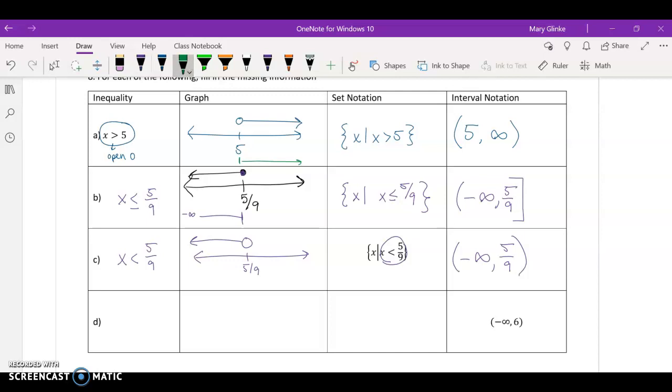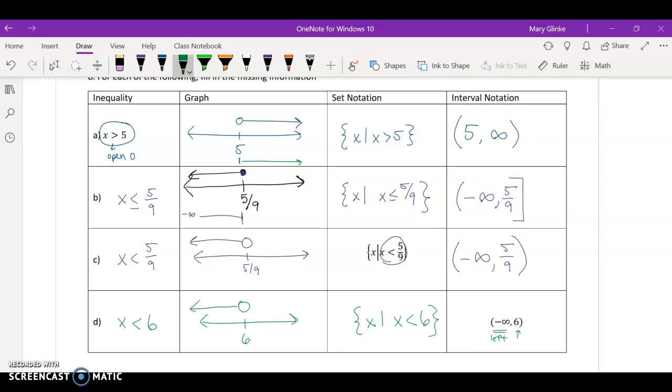For this last one in interval notation, I tend to do my graph first because visually that helps me. I'm noticing my boundary here is 6, and I'm starting at the left for forever at negative infinity, which means my graph is pointing to the left. At 6, I see the parentheses, which tells me it's going to be an open circle. And so now looking at this, I notice that I wanted everything smaller than 6 for my answer. So then my set notation would be x such that x is less than 6.